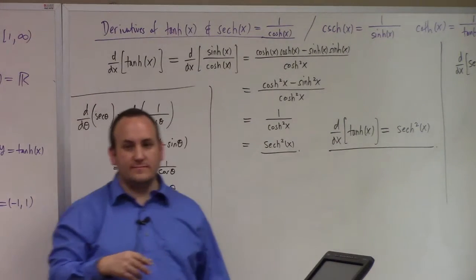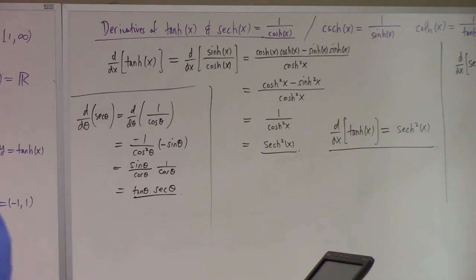Right, yeah, they're both plus. The derivative of sinh is cosh, the derivative of cosh is sinh.